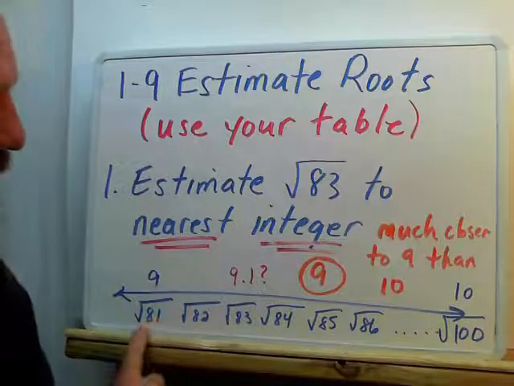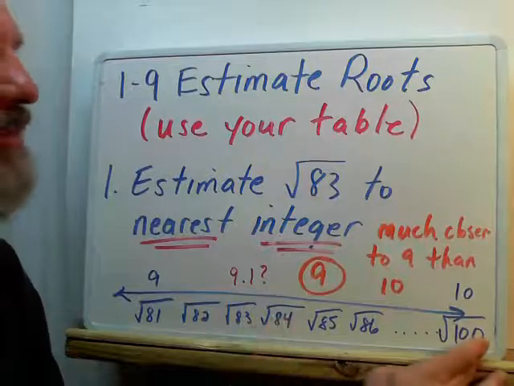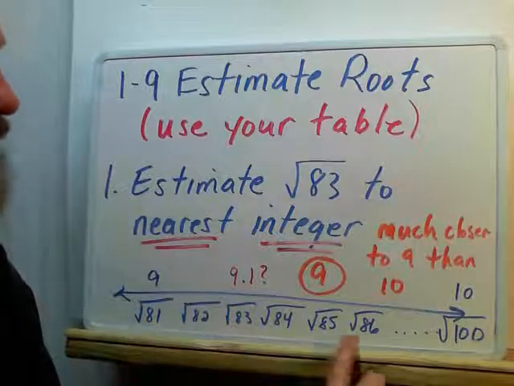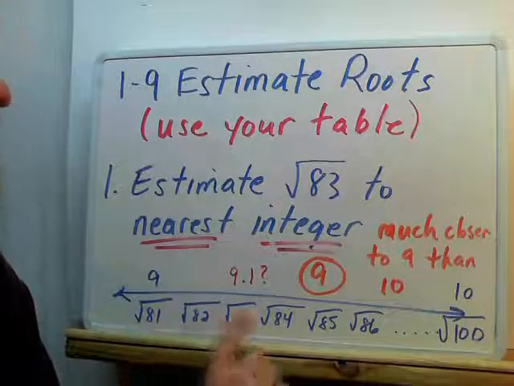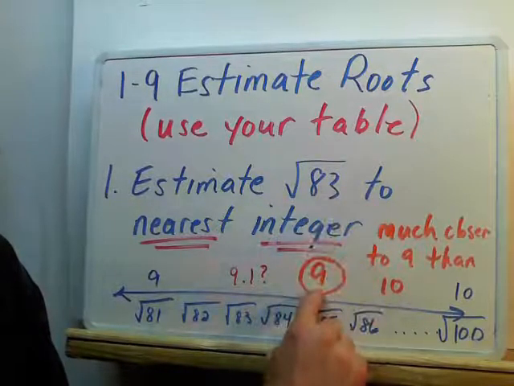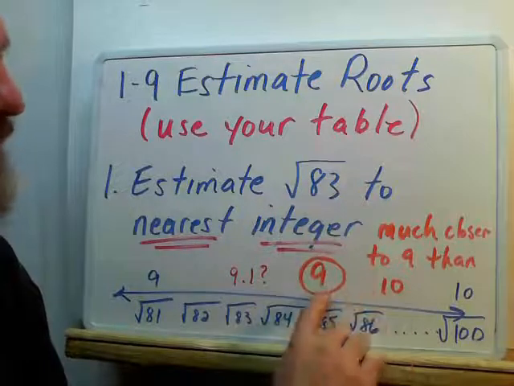Is it closer to the square root of 81? We're talking about the square root of 83, remember? Or is it closer to the square root of 100? And obviously it's much closer to the square root of 81. We don't even need to fill in the rest of the numbers there. And we can therefore estimate it as it's close enough that we can call it 9. So the square root of 83 is approximately 9.